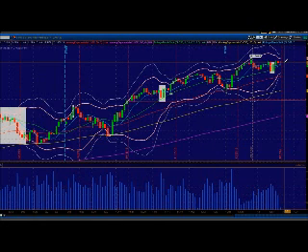I would love to see a deeper pullback. But the bears are going to have to do some things to make that happen, and the first step to that is breaking the middle band.